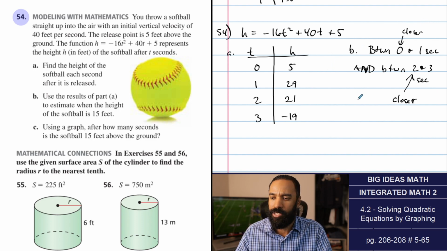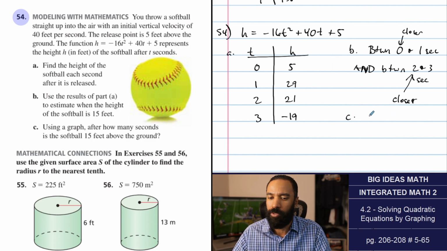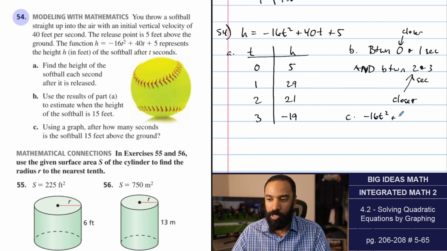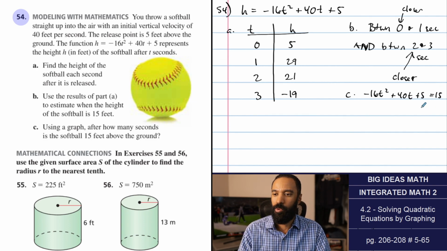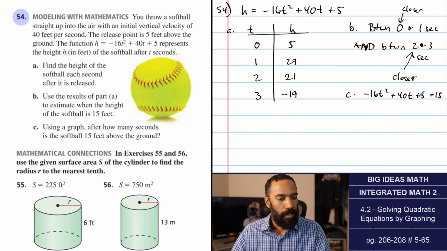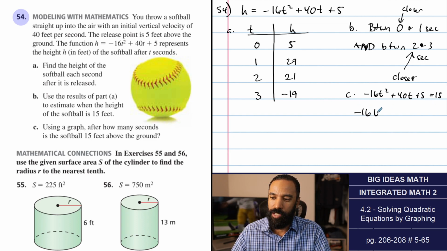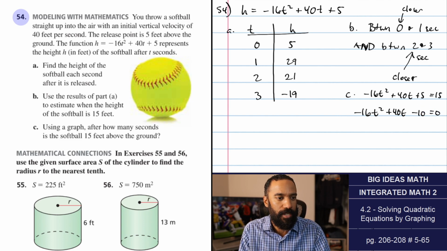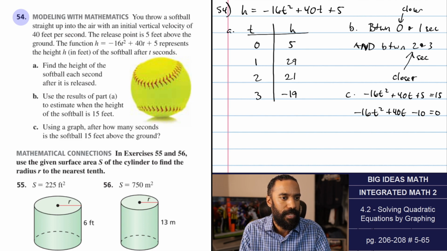So part C, they're going to ask that using graphing calculator, or using a graph. I'm not going to graph, but I'm going to use the graphing calculator. We're going to set this equal to 15. Excuse me. We are going to subtract 15 over. So negative 16t squared plus 40t minus 10 equals 0. Let's do that equation. I'll show you that on the graphing calculator in just 1 second. Minus 10. Oh, that's a negative 10. So let's go to this guy.